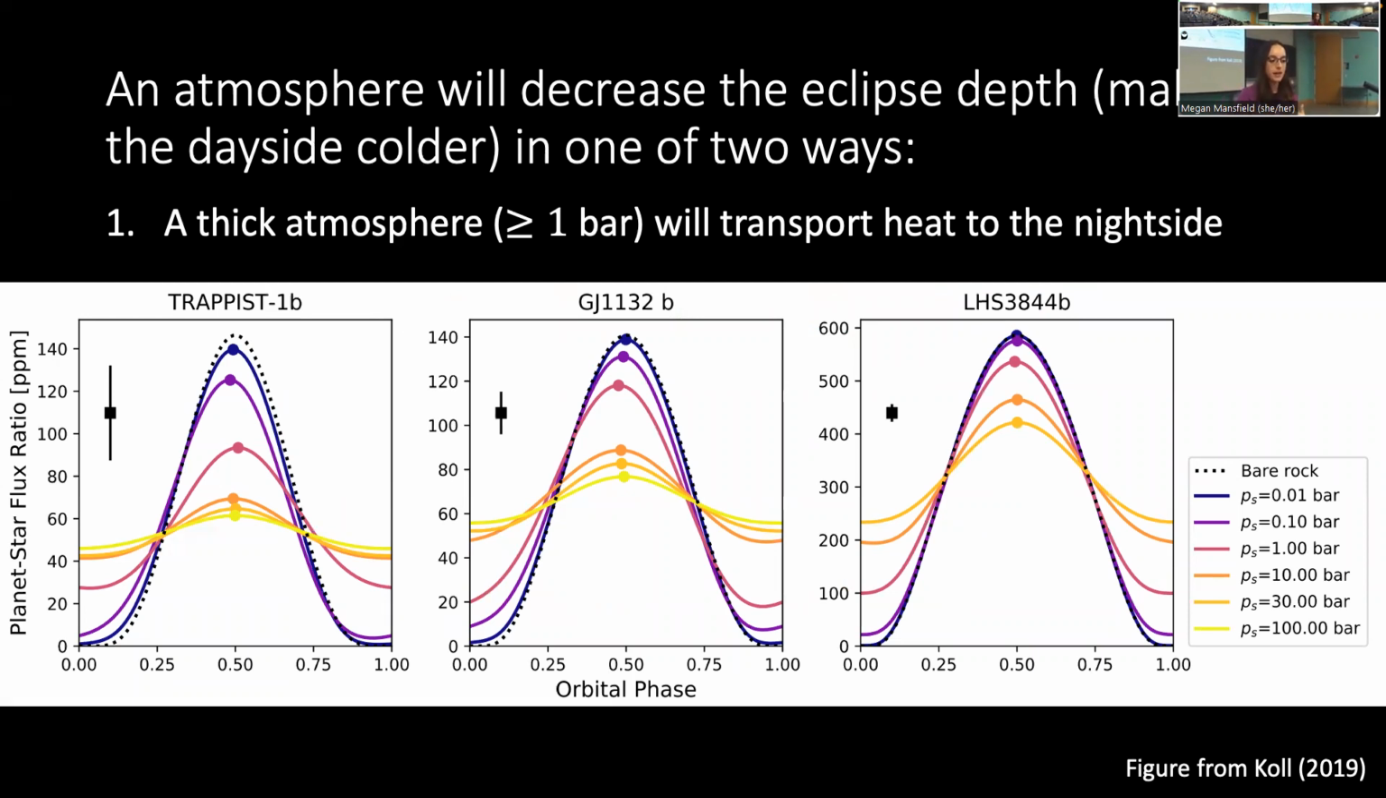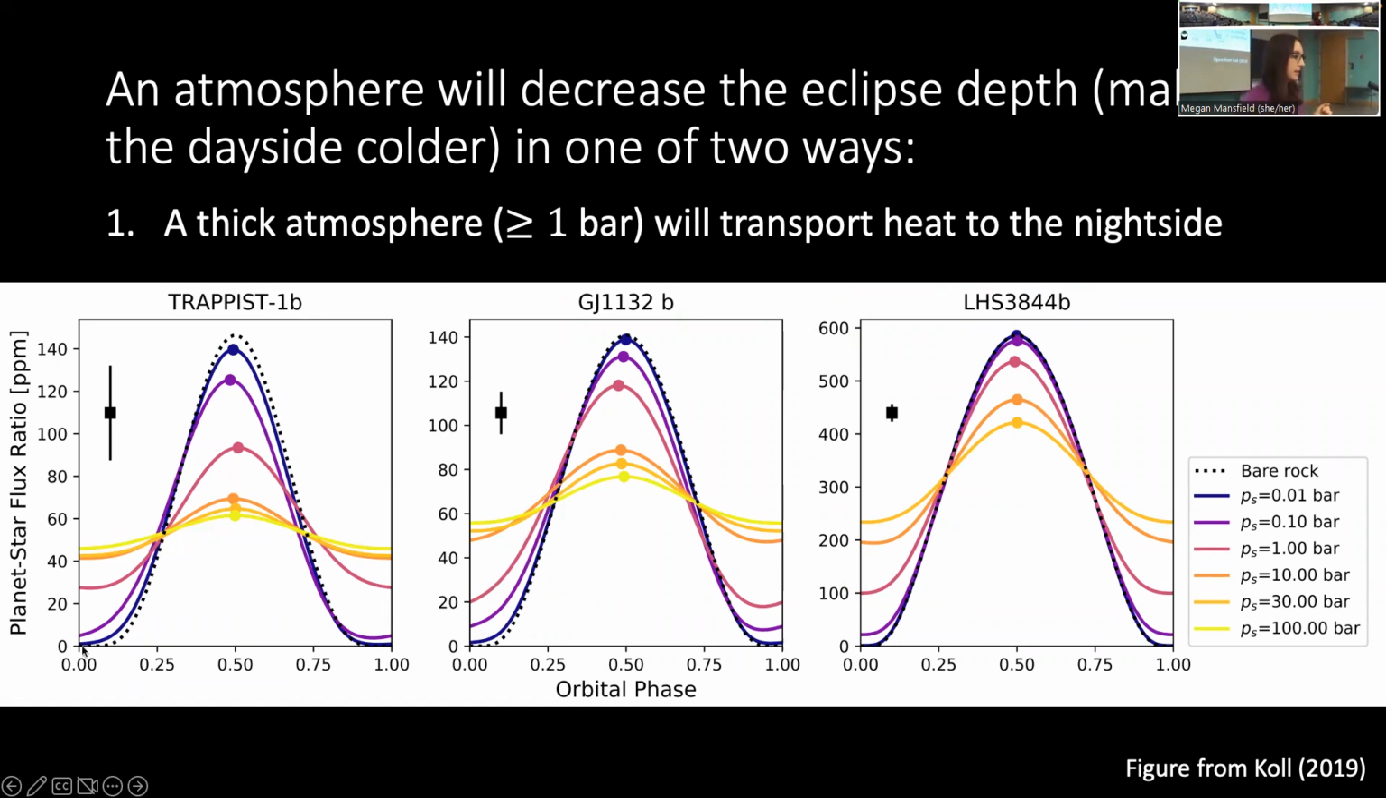The first is that an atmosphere that's thicker than about a bar can transport heat around to the night side with atmospheric circulation. So here I'm showing some models that Daniel Cole made that are showing the flux ratio as a function of the phase in the orbit. So here the secondary eclipse is at 0.5. And these are for three different hot rocky planets.